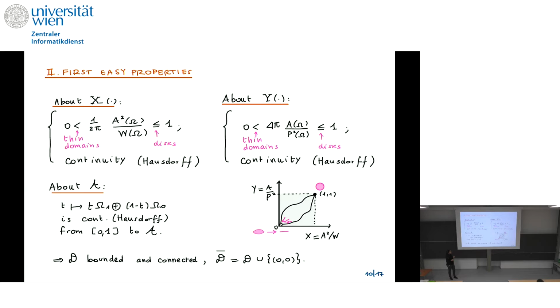So it means that if you follow this kind of trajectory, so if you take a set and you compute the value of x and y, you draw a trajectory which goes to the origin. The origin is not included in the diagram, however, it is in the closure. More precisely, one can prove that the closure of the diagram is the diagram itself plus the origin.